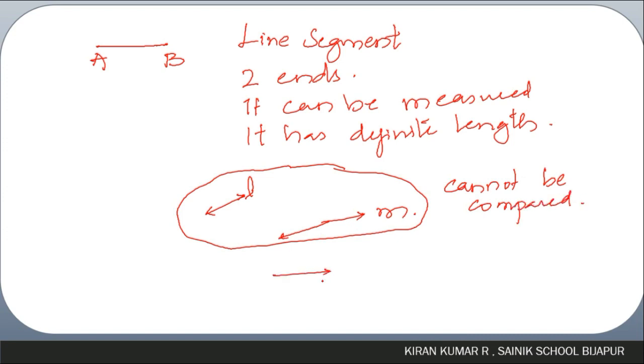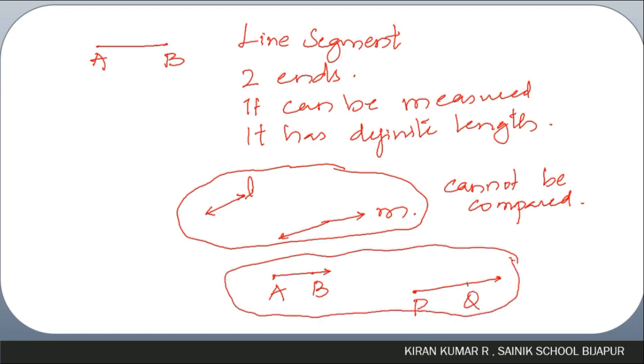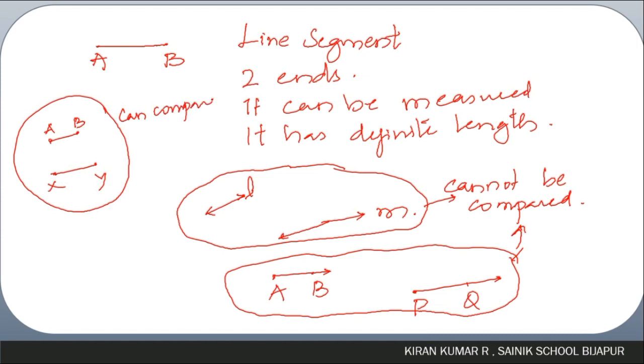So is the case with a ray. A ray AB cannot be compared with another ray, say PQ. It cannot be compared. However, two line segments, say line segment AB and line segment XY, can be compared. Now I have made it clear why a line or a ray is not considered under the measuring topic.